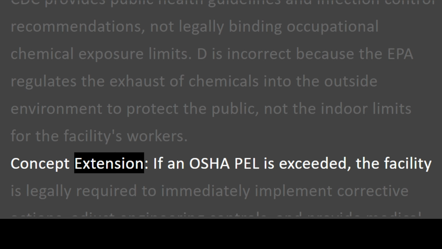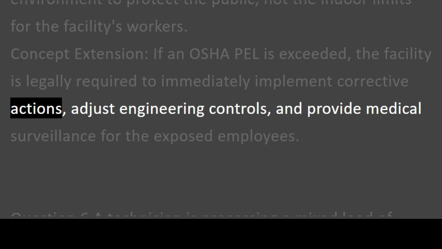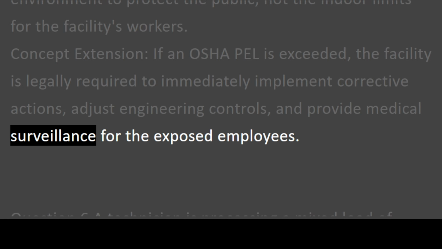Concept extension. If an OSHA PEL is exceeded, the facility is legally required to immediately implement corrective actions, adjust engineering controls, and provide medical surveillance for the exposed employees.